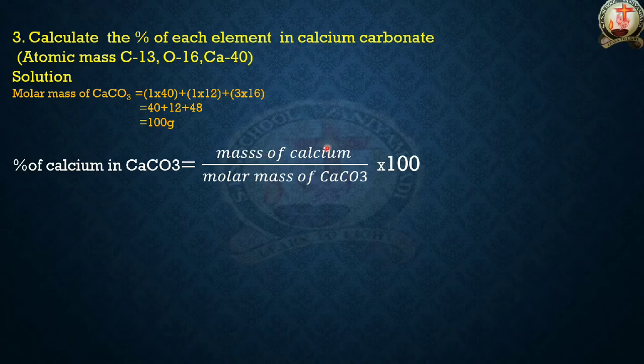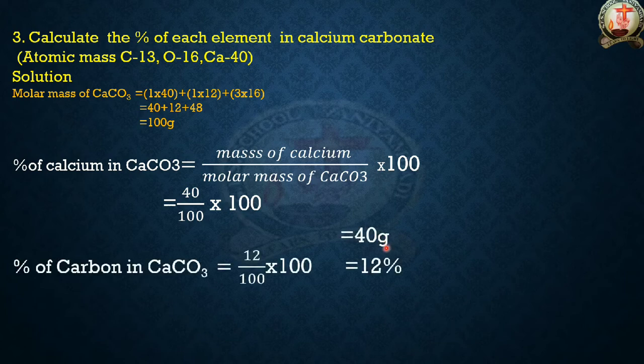First we are going to calculate the percentage of calcium in calcium carbonate. So mass of calcium divided by molar mass of calcium carbonate. Mass of calcium is equal to what? 40. Then the molar mass of calcium carbonate, you know that one, 100 grams, we already found out here, into 100 for percentage. What can we get? 40 percent.